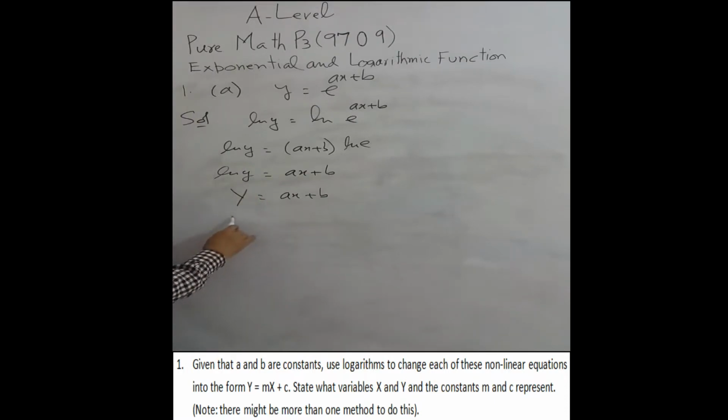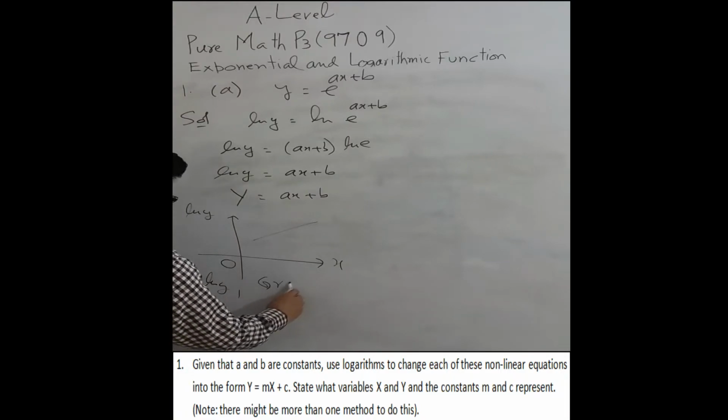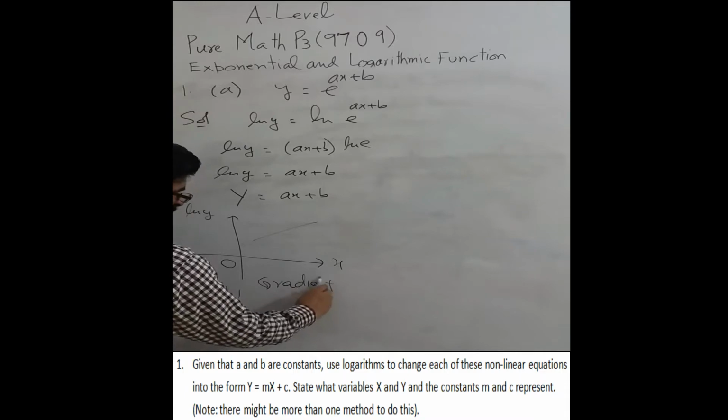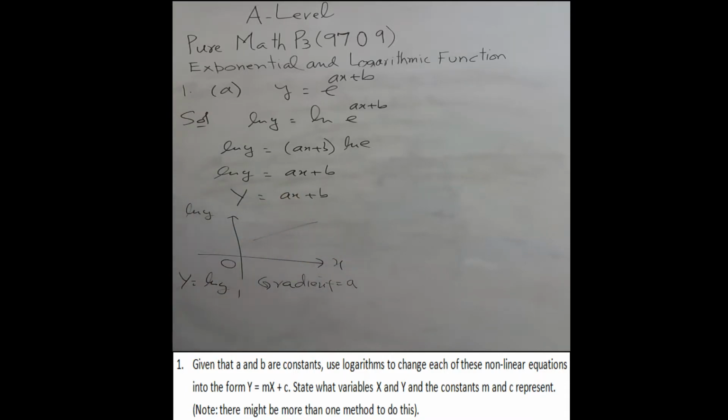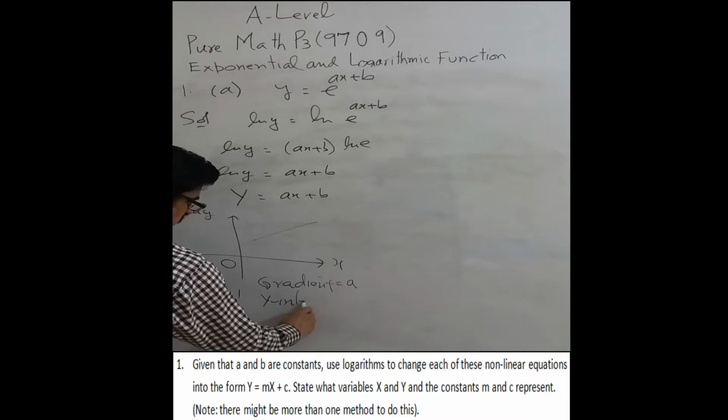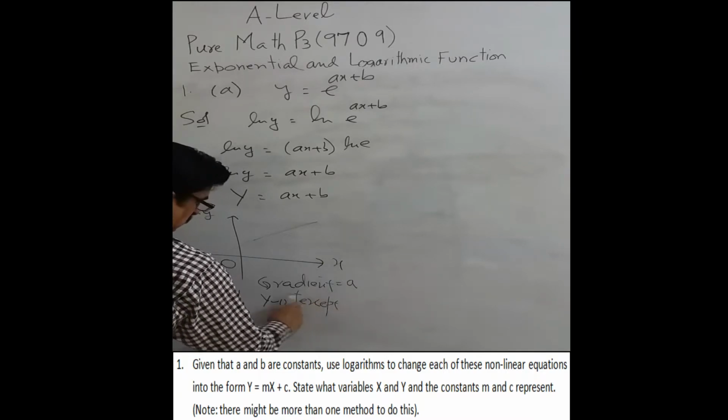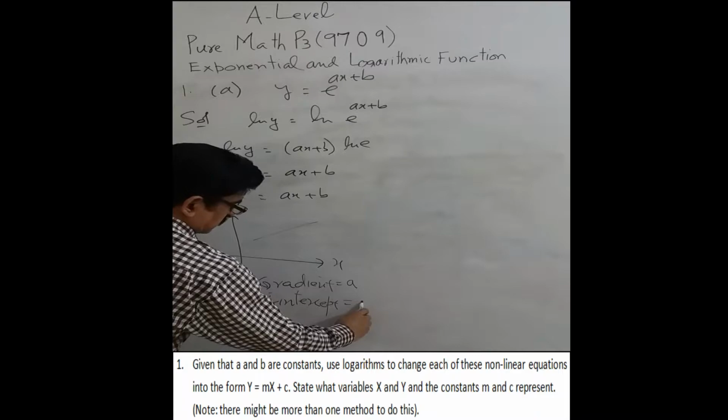of a straight line. So if we draw the graph of x versus ln y, you will get a straight line like this. So here we have capital Y replaced by ln y, and x is x, and the gradient is what? Gradient is equal to this a, and the y-intercept is b.